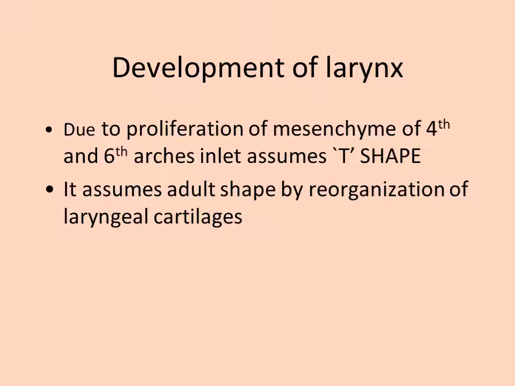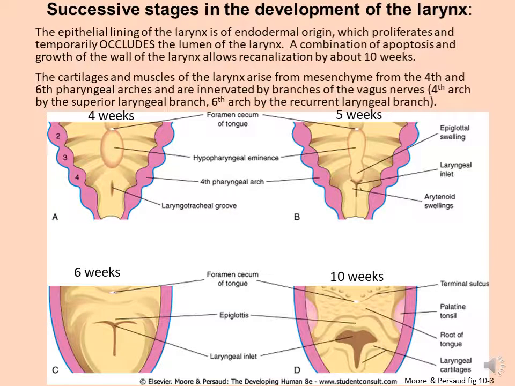So, after discussing the inlet of the larynx, we will see that the epithelial lining of the larynx is endodermal in origin, and the cartilages and muscles of the larynx arise from the mesenchyme of the 4th and 6th pharyngeal arches.